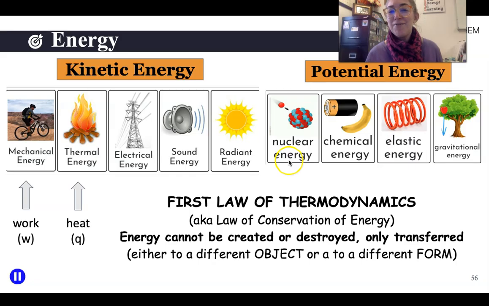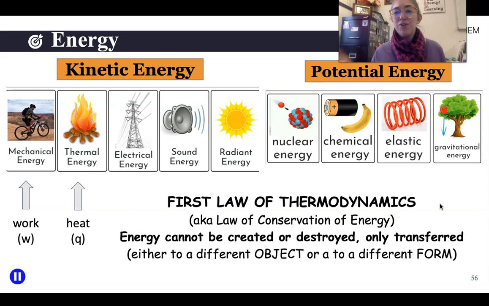Potential energy involves stored energy that can be released. So nuclear energy, when things decay and give out radiation. Chemical energy is what we use to power things like batteries. Also, we power our own bodies by eating food and getting chemicals from breaking bonds in the molecules of the food. So anyway, the first law of thermodynamics is that energy cannot be created or destroyed.